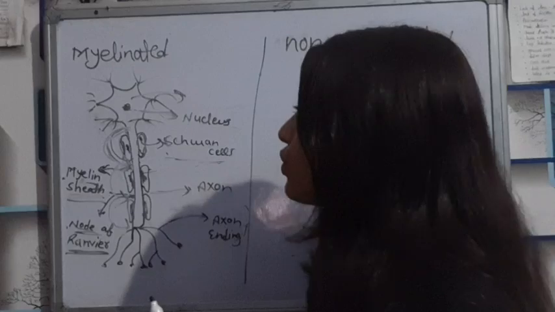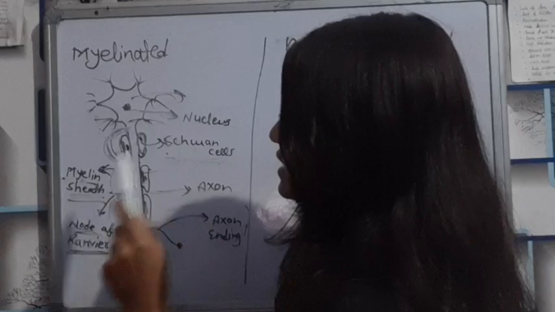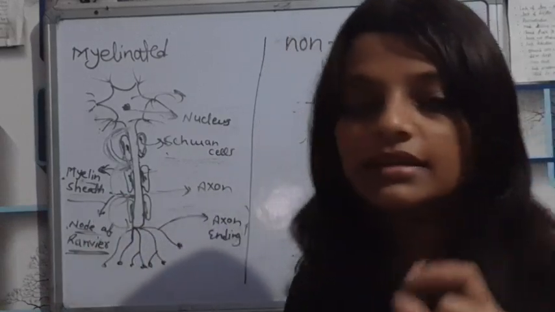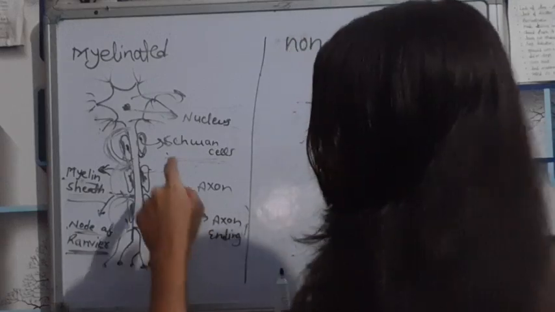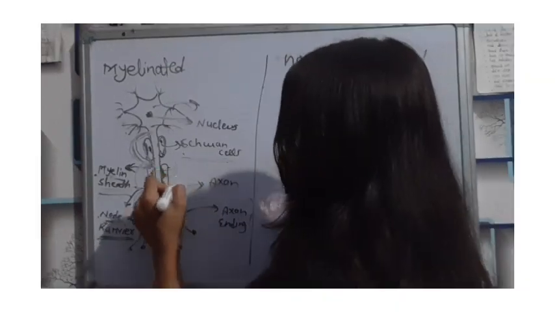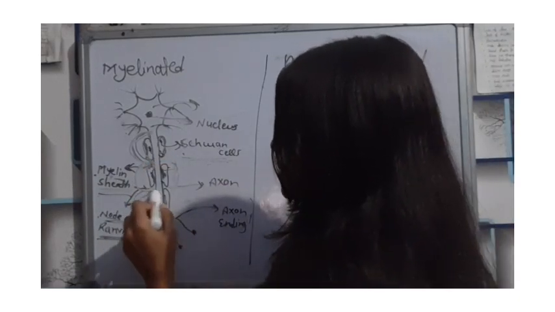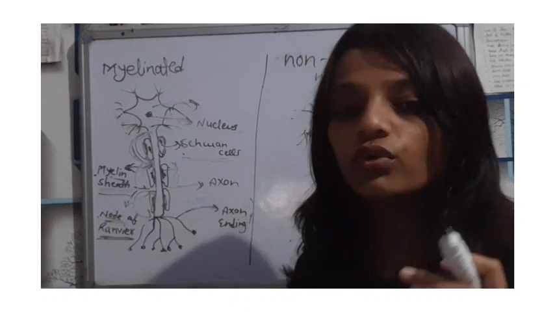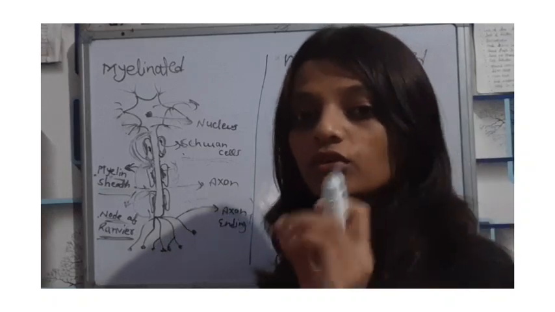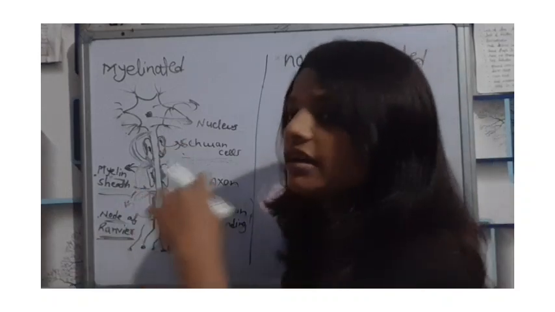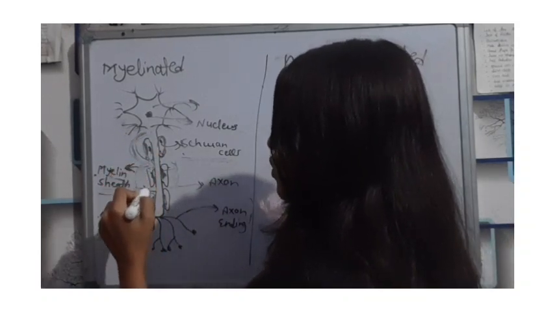This is a myelinated neuron, and in a myelinated neuron there are Schwann cells present. These Schwann cells secrete the myelin sheath. The myelin sheath acts as an electrical insulator which prevents the flow of ions through this region. So ions do not move through the myelin sheath. But this gap between the myelin sheath is called the node of Ranvier. This is the only space where ions can flow in and out. So the conduction of impulse happens only at the nodes of Ranvier.